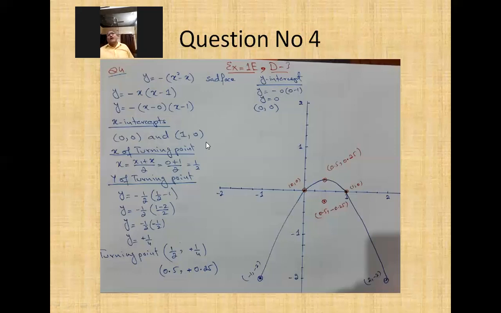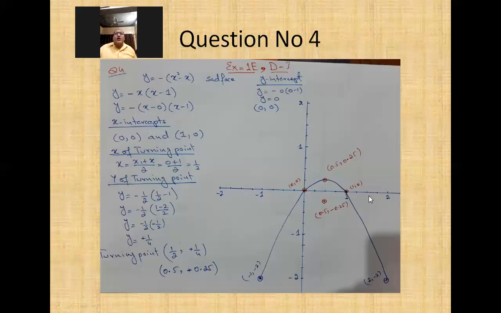Whenever you find the y-intercept, the strategy is very simple. You take the original equation, and in that original equation, in the place of x, you put 0. So you can see here, in the original equation, we have put x equals 0. So y will also be 0. So (0, 0) will be the coordinates of the y-intercept.